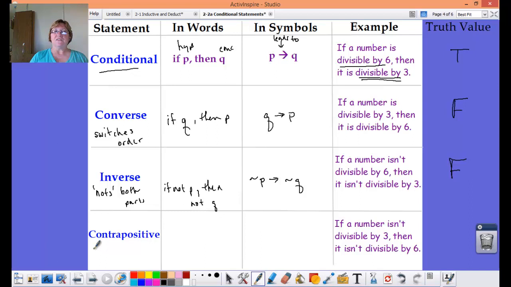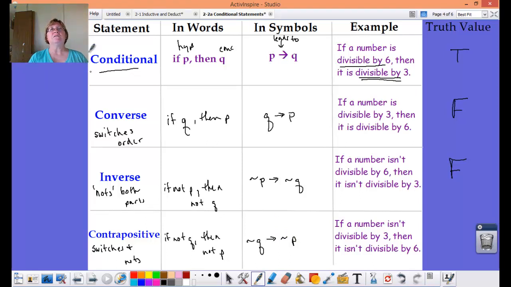And folks, it does it all. This one both switches and negates. If you think about it in words, we've got a switch and a not: if not Q, then not P. In symbols, not Q leads to not P. And folks, you've maybe heard the expression, mind your P's and Q's. They may have been talking about logic, because this is the introduction to a course on logic, which many of you will take in college, by the way.